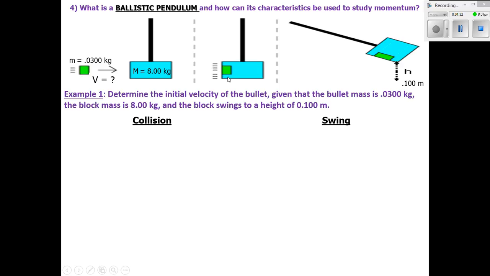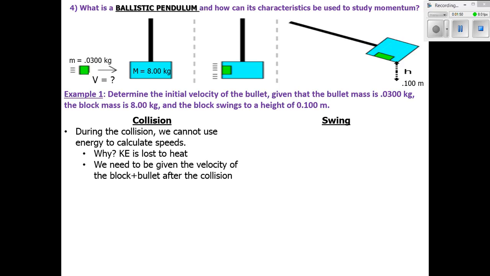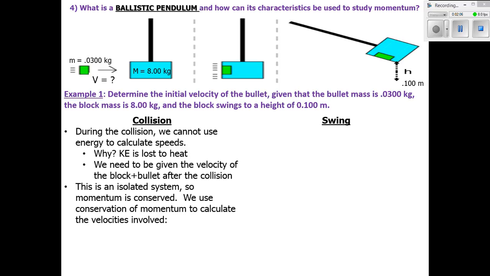In that process, heat, sound, and other types of energy are released, and so we end up not being able to use energy to calculate our speeds and velocities here, because we have energy going into forms that are difficult to measure. And so we would need to measure the velocity of the block and the bullet after the collision in some way, shape, or form, and that's not very easily done. However, we could use to our benefit conservation of momentum, and we will use that here during the collision.